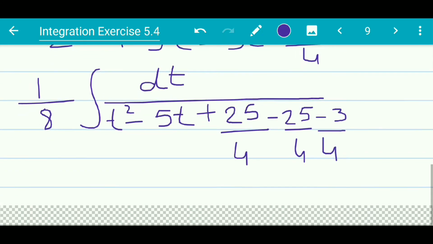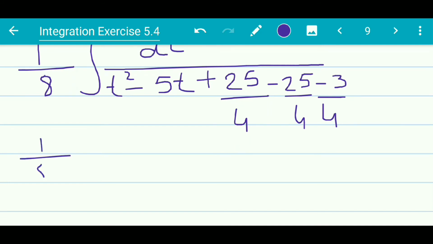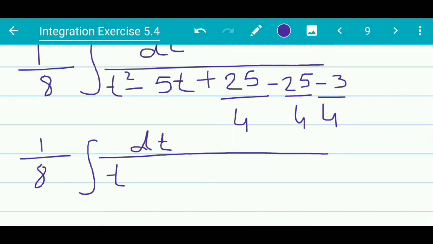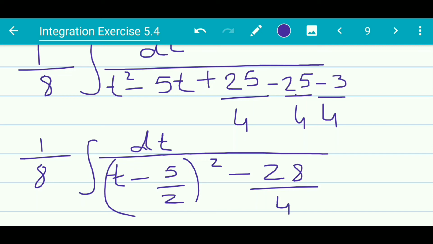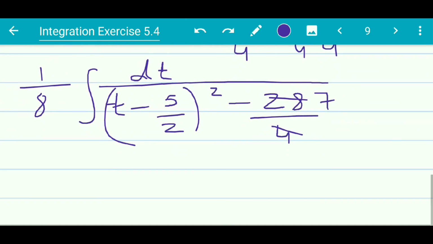Okay, this way. Then again, the same procedure, that is 1 upon 8 integral of the first 3 terms can be factorized and written this way. That is t square can be written as t, minus sign in the middle, so we put it there. 25 upon 4 can be written as 5 upon 2, the whole square. Then after that, minus 25 minus 3 is minus 28 upon 4. Now 28 divided by 4 is 7. So we get 7 over here actually. Once we get 7 there, we go further and we write it this way.